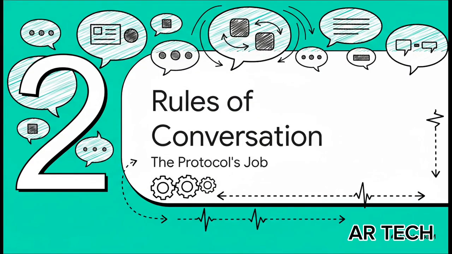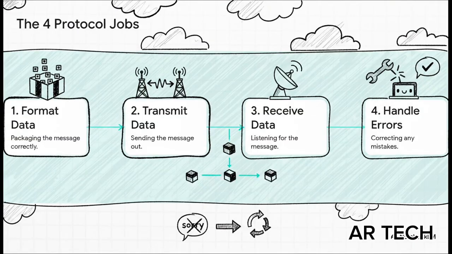So let's get a little more into the nitty-gritty here. What exactly are these rules of conversation? What do they actually do? A protocol basically has four main jobs. First, it has to format the data, kind of like putting a letter in the right-sized envelope. Second, it handles transmitting that data. Third, it makes sure the device on the other end knows how to receive it and open it up. And fourth, and this one is so important, it handles errors. It's the digital version of saying, "Wait, you're breaking up. Can you say that last part again?"